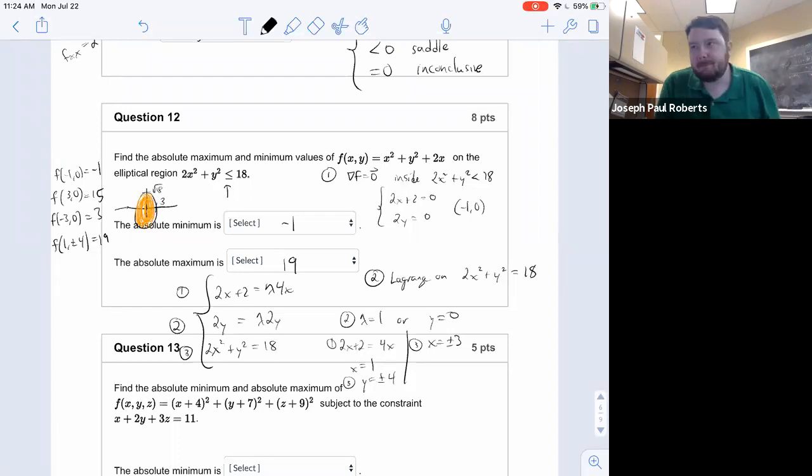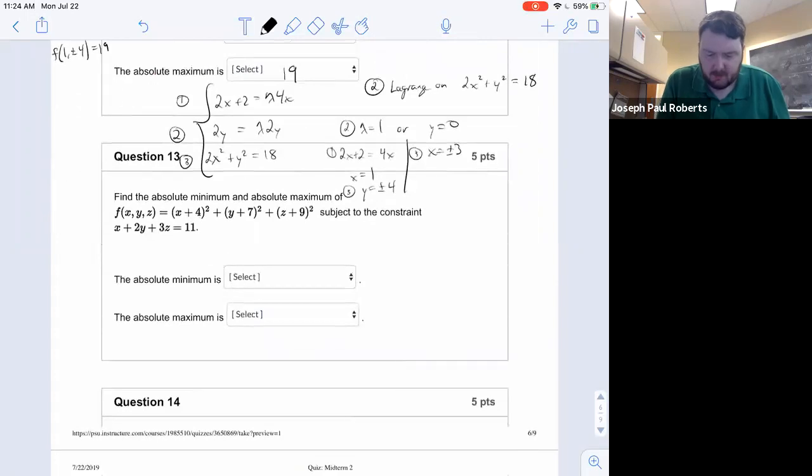All right. Take a look at this next one. Find the maximum of this subject to this constraint. So this one was a little bit tricky with the reasoning.